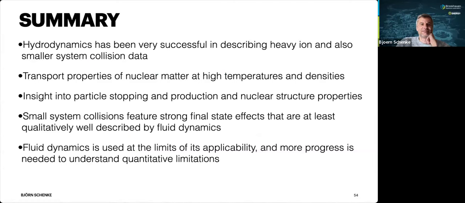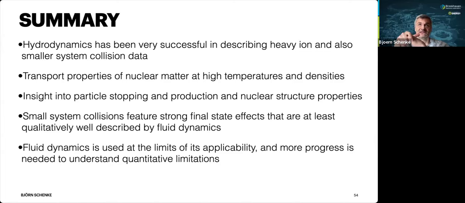And as a summary, hydrodynamics has been very successful, obviously, in describing heavy-ion and also smaller-system collision data. Transport properties of nuclear matter at high temperatures and densities have been extracted, and are being extracted now, with sophisticated Bayesian analysis, for example. We learn about particle stopping and particle production, and can even learn about nuclear structure properties like the neutron skin or the shapes of light ions, etc. Small-system collisions feature strong final-state effects, it looks like.